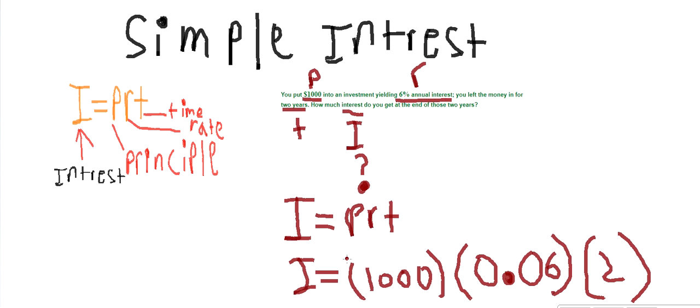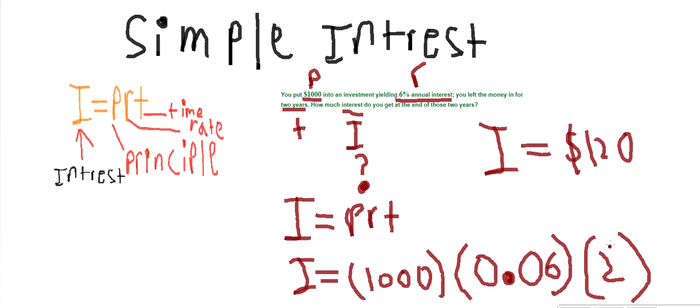So when you multiply all of this out, 1,000 times 0.06 times 2, you get I equals $120. So according to the simple interest formula, you just earned yourself $120.